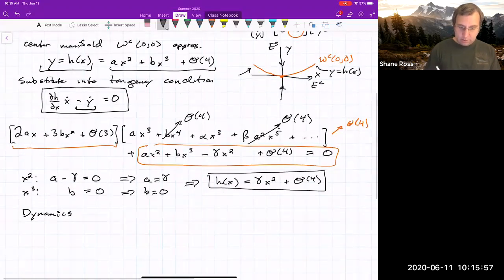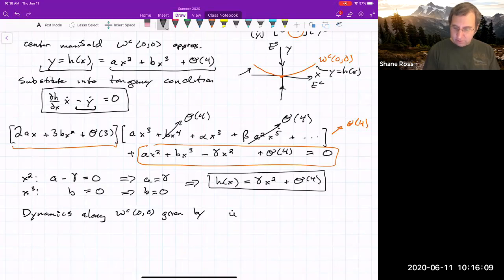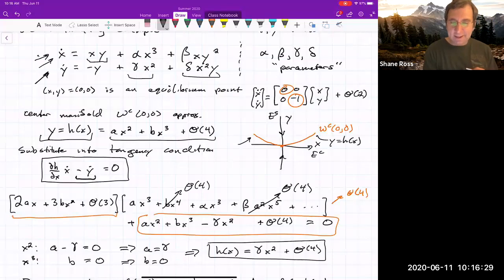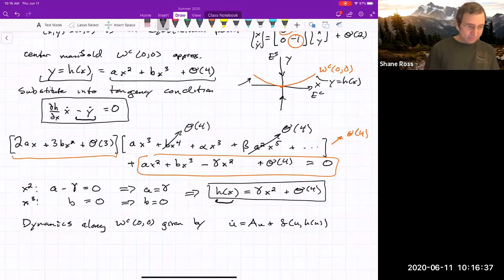All right, so the dynamics along the center manifold of the origin are given by, well, it's the usual approach. u dot equals Au plus f of x, y. Sorry, instead of x and y, we have u and h of u. Really just, you take this first ODE, and in place of x, you put u, and in place of y, you put h of u. And what do we get? So we get u dot equals u h of u, plus alpha u cubed plus beta u times h of u squared.